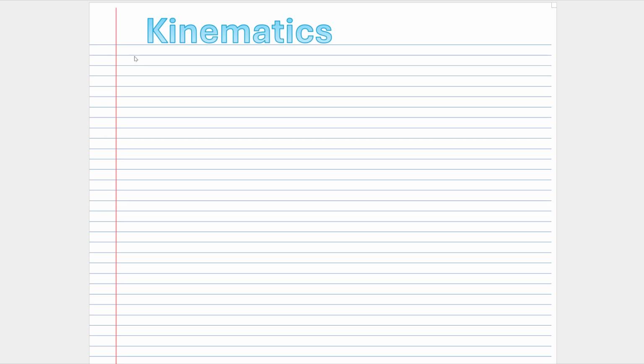So this is my review of kinematics. Kinematics is all about motion, and it's really based on three concepts: displacement, velocity, and acceleration. And then we have our kinematics formulas.